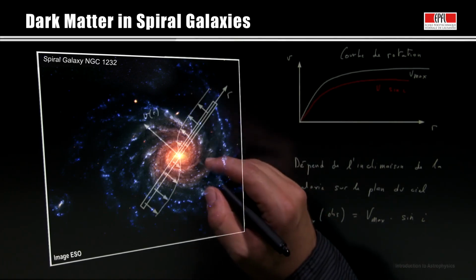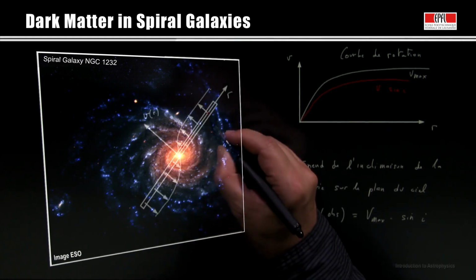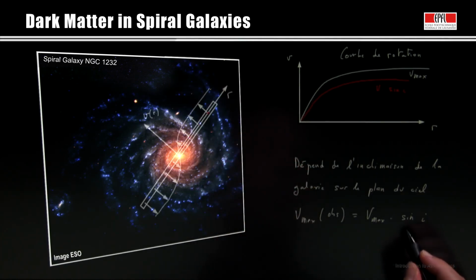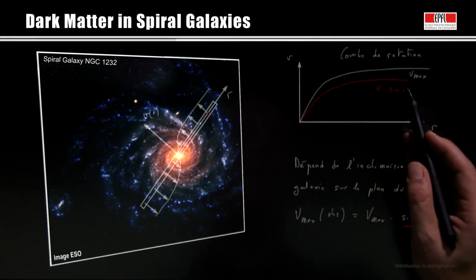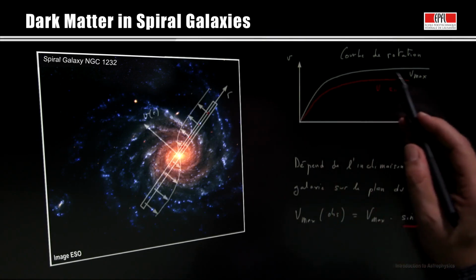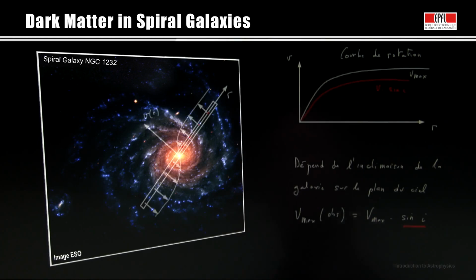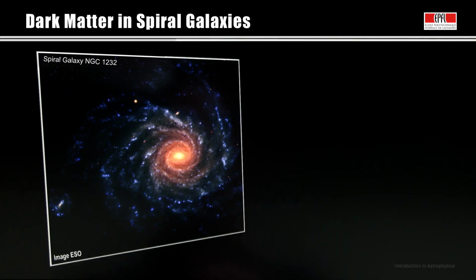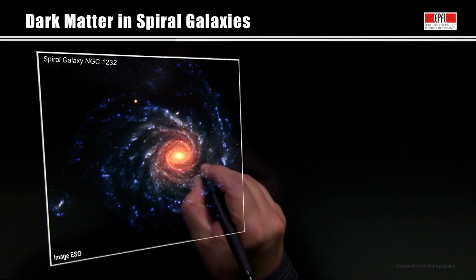Therefore, you need to measure not only the velocities at each point on the slit with a spectrograph, but also the inclination of a galaxy with respect to the plane of the sky. Doing this, one will obtain the observed rotation curve, the one drawn in red, then correct it to get the true rotation curve and study the properties of the galaxy. Once we have the observed rotation curve, let's now see how to relate it to theory.